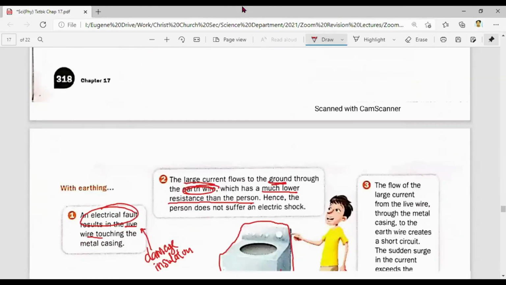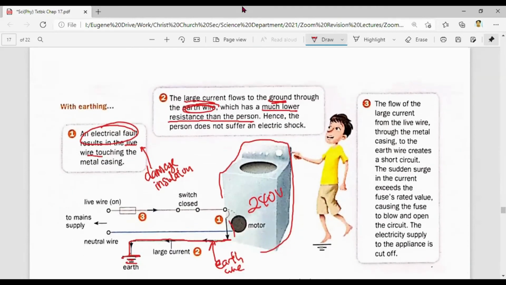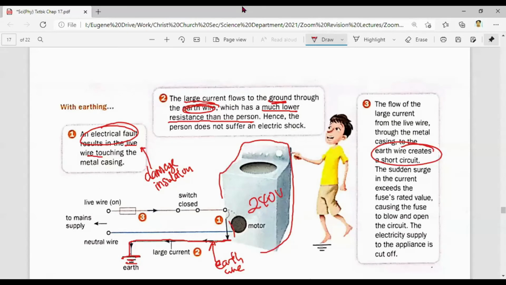Because it has low resistance, it's connected to the metal casing. If there is a fault, the earth wire actually causes the current to flow through it instead of the person. So the person doesn't get electric shock. But what happens next when the current flows through it? It draws the current away from the person. The person doesn't get a shock. But on the other hand, because of the way the earth wire is drawing the current away, it actually creates a short circuit. What's a short circuit? A short circuit is like a low resistance path that causes a lot of current to flow through.